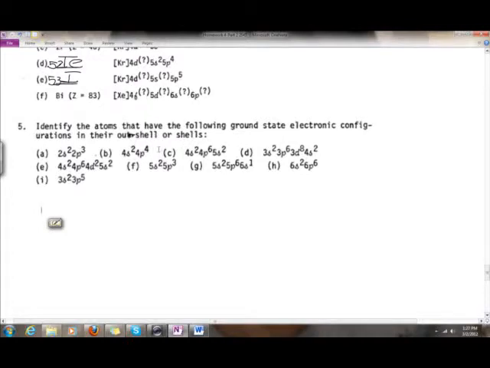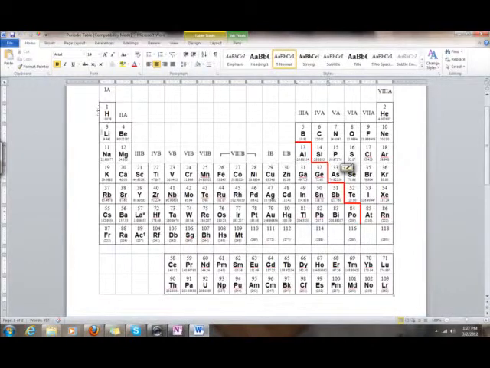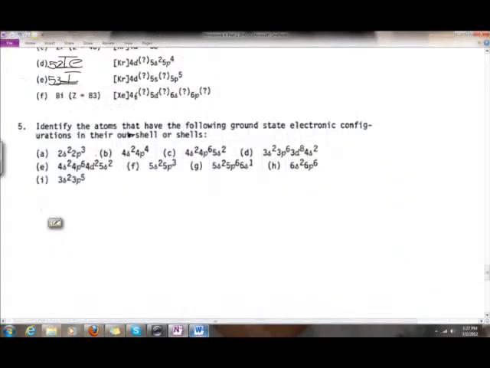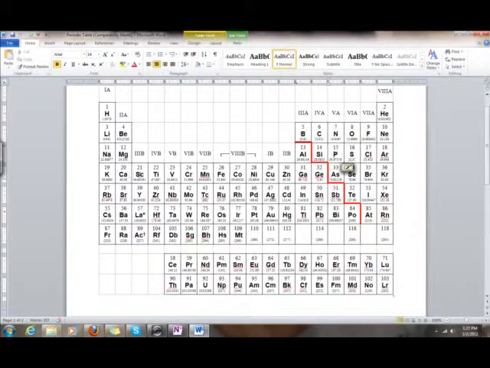Okay. Let's look at C. 4s2, 4p6, 5s2. So we are here. 4s2, 1, 2, 3, 4s2. I'm on letter C. 4s2, 4p6, 1, 2, 3, 4, 5, 6. They omit the D because they can do that, so don't get confused by that.